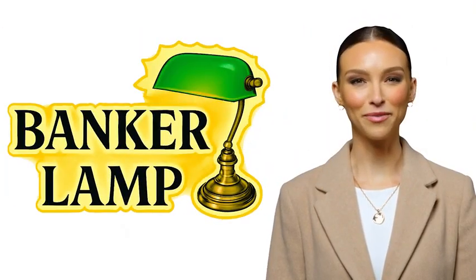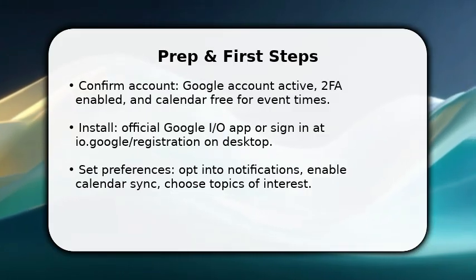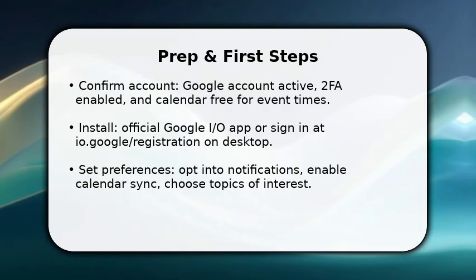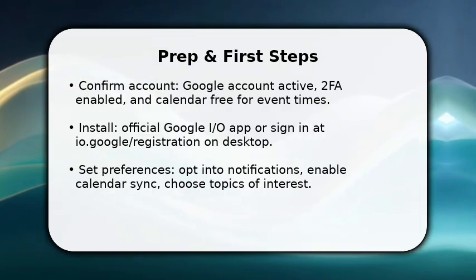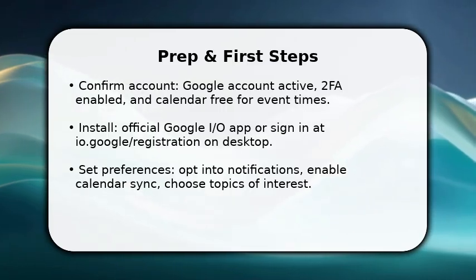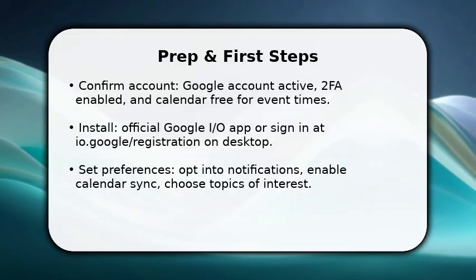You start by getting immediate access. Sign into your Google account and enable two-factor authentication so sessions and tickets stay secure. Once done, install the official Google I/O app or open the registration page. This is where schedules, live streams, and RSVP appear.